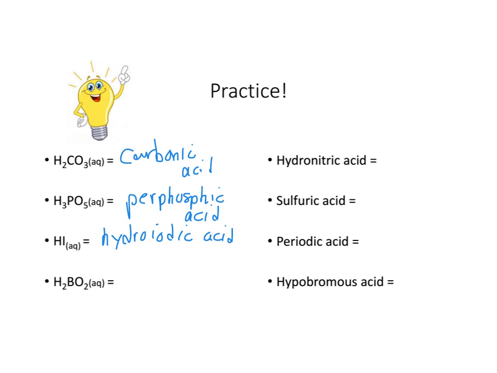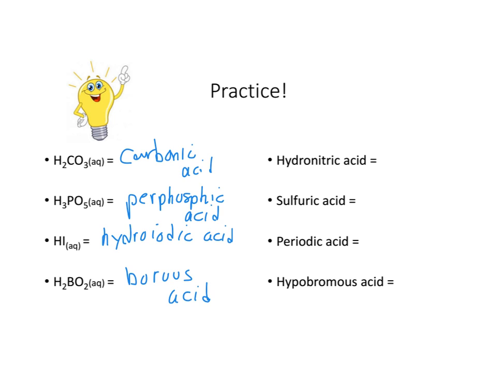And lastly, H2BO2. Now, you won't find BO2 in your periodic table. You will though find BO3. And BO3 is borate. So BO2, having one less oxygen, would be borite. So the ionic name would be hydrogen borite. And then if we're to change that into acid naming, ite becomes ous. So then this becomes borous acid.